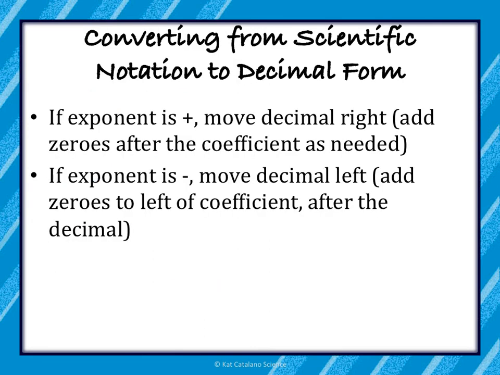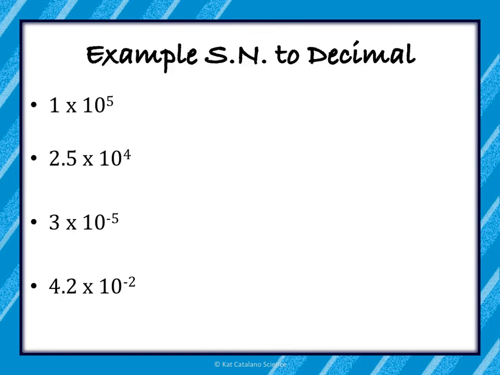Now when we're trying to do the reverse, we're going to have to start by looking at whether our exponent is positive or negative. If my exponent is positive, I'm going to move my decimal to the right. We're adding zeros after the coefficient, so we're making our number larger. If my exponent is negative, I'm moving the decimal to the left. And that's going to put zeros in front of the coefficient, making our number much smaller. So, for example, if I have 1 times 10 to the 5th, here's my 1 and my invisible decimal. That's going to be 1, 2, 3, 4, 5, and I'm going to fill those spaces in with zeros.